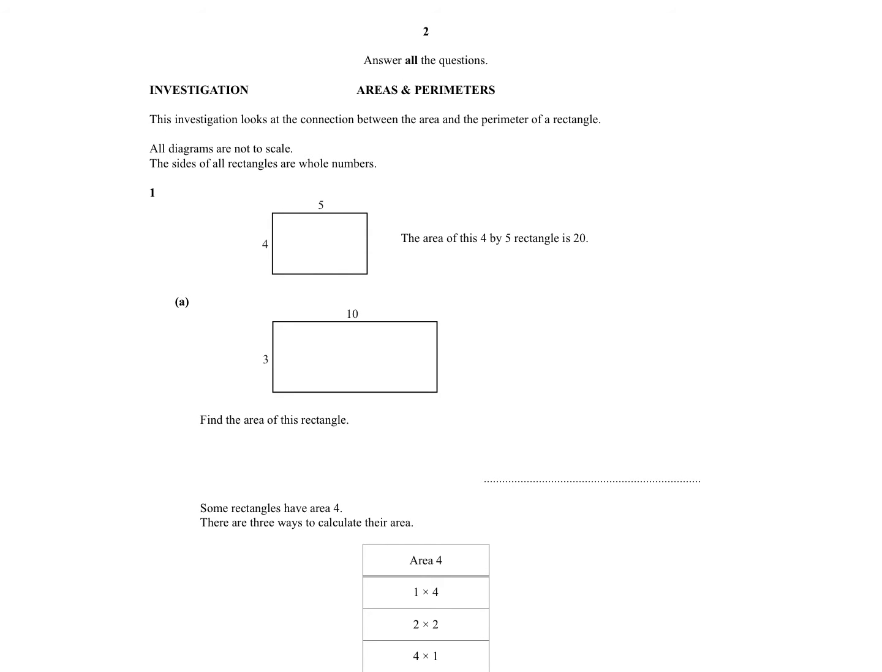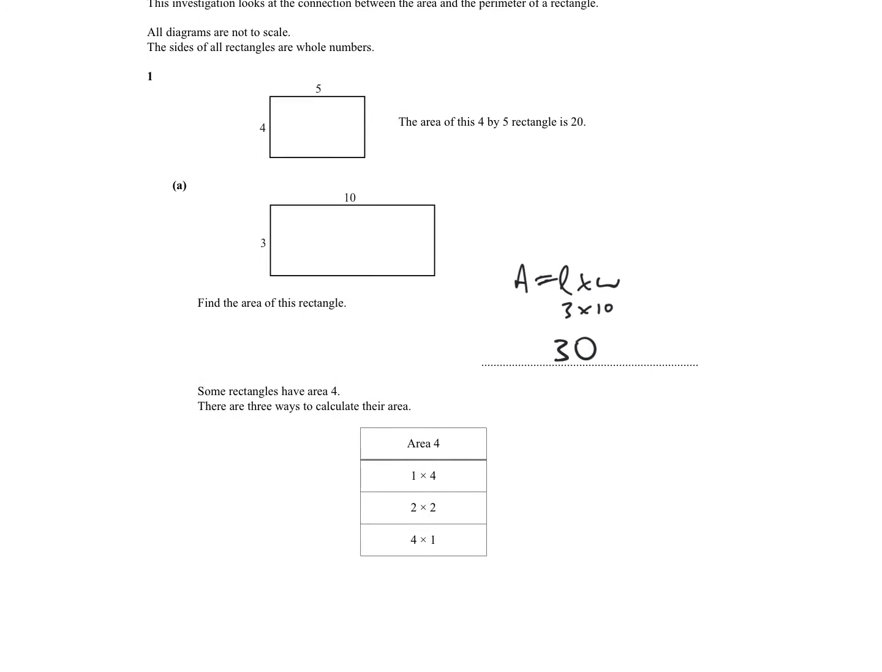So, areas and perimeters. This investigation looks at the connection between area and perimeter of a rectangle. All diagrams are not to scale, and the sides of all the rectangles are whole numbers. So that's nice and easy. The area of this 4x5 rectangle is 20. Find the area of this rectangle. Well, area is length times width, and you had a nice model there that basically tells you that. So then that's going to be 3 times 10, and so the area of that rectangle is 30 units. And you don't necessarily need to worry too much about centimeters or anything like that in this task.